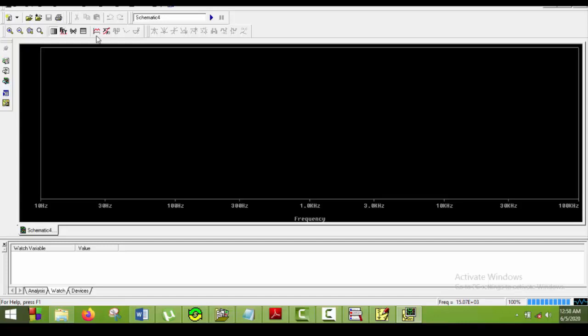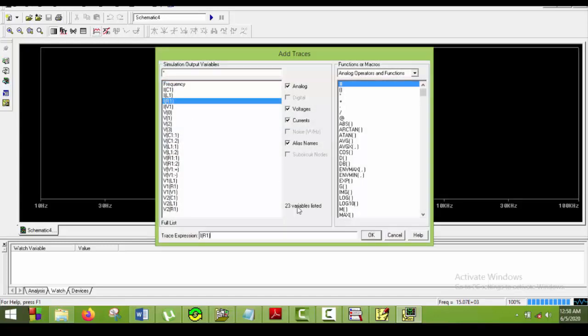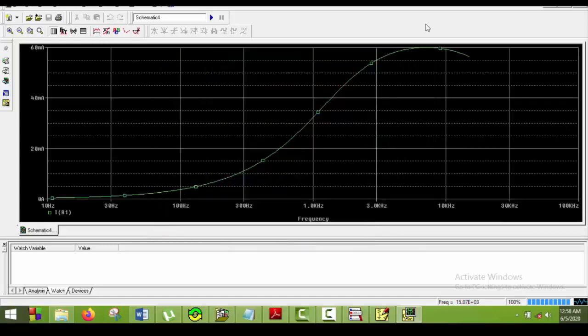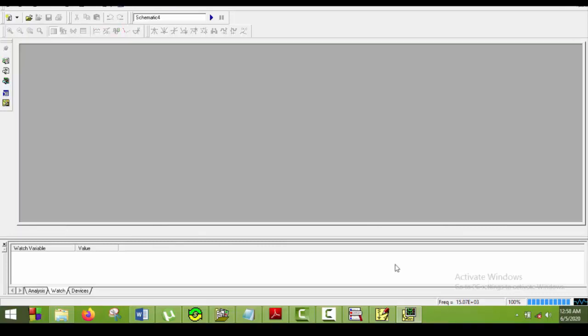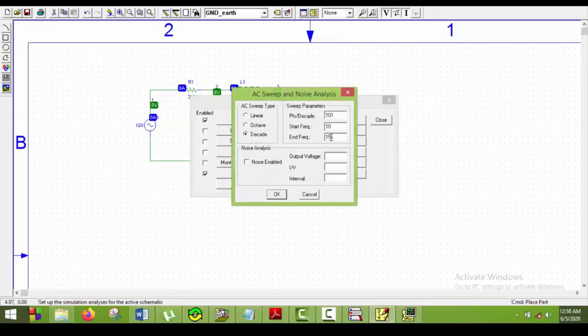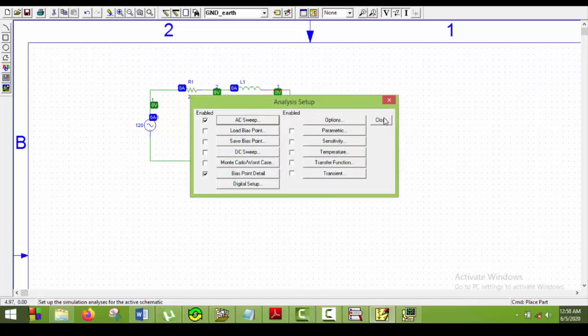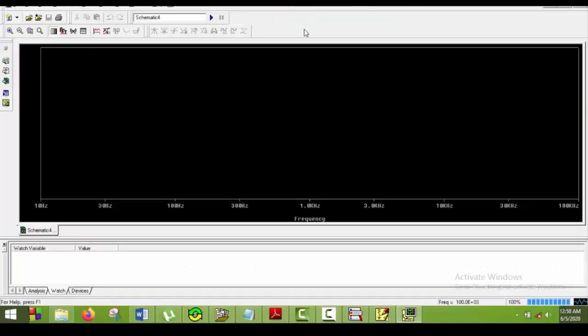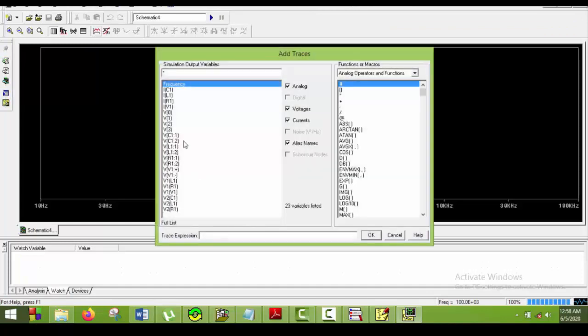So now I will plot this one, IR1 for instance, and plot it. So this is the graph. So I will just make some small changes and then simulate it again. So I will put the end frequency to be 100k and say OK and close it and simulate it again. And now I will plot the current again.